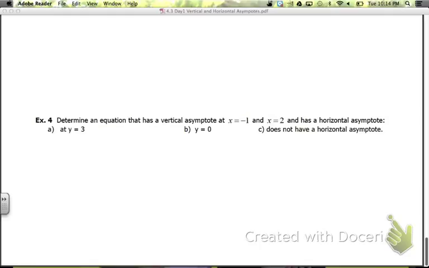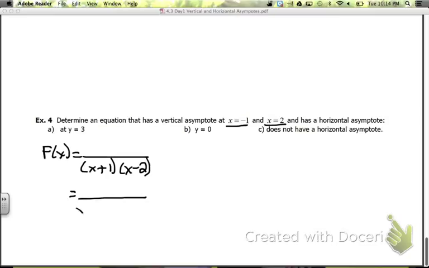Now, our last example, we wanted to determine an equation that has a vertical asymptote at x equals -1 and x equals 2 and has a horizontal asymptote in 3 different cases. Our first case is at y equals 3. So let's first deal with the vertical asymptotes. Our vertical asymptotes we know come from our denominator. So since it's at x equals -1 and x equals 2, I can just sub those values in. So it would be x plus 1 and x minus 2. So if I were to expand this, it would be x squared minus x minus 2.